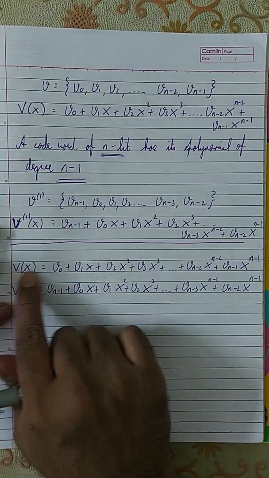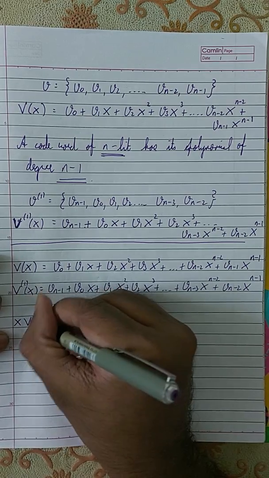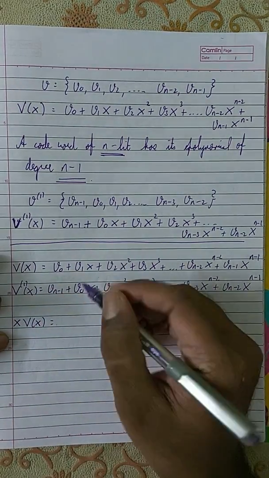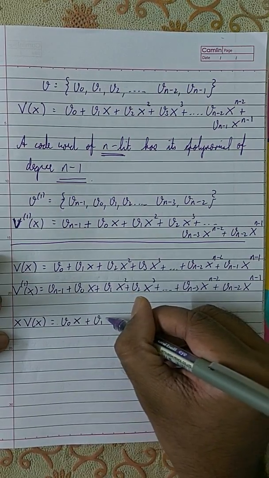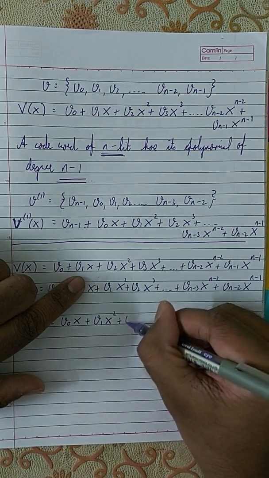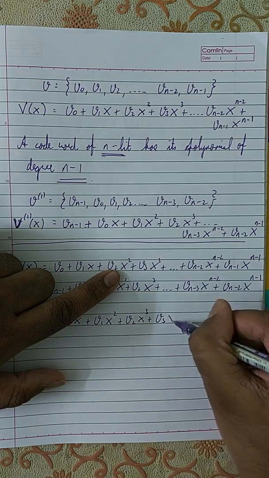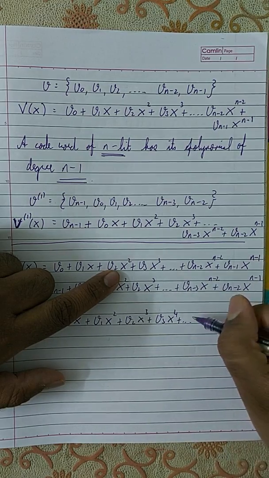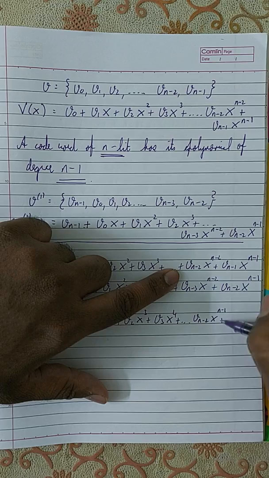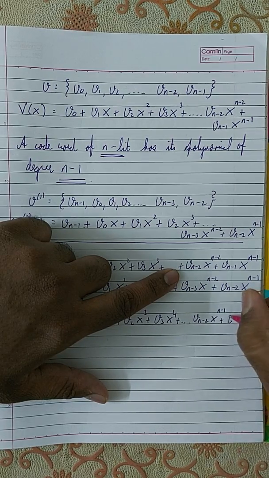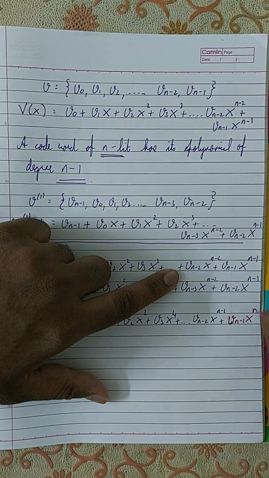I'm going to multiply v of x into x. Let us see what will happen if I do that. So I'm going to multiply x into v of x. Okay, so what will I get if I multiply this? I will get v0 into x plus v1 into x square plus v2 into x square into x is x cube plus v3 into x raised to 4, and it goes on, and you will get over here vn minus 2 x raised to n minus 1 plus vn minus 1 x raised to n.